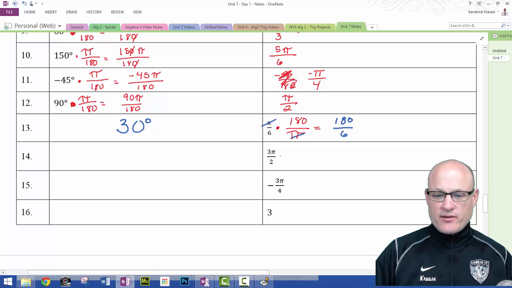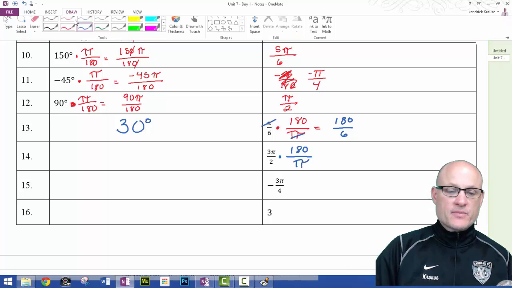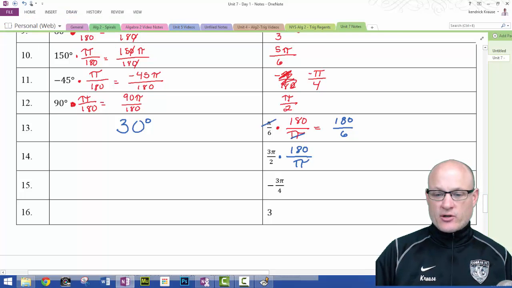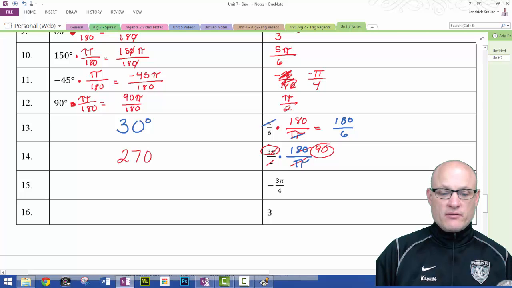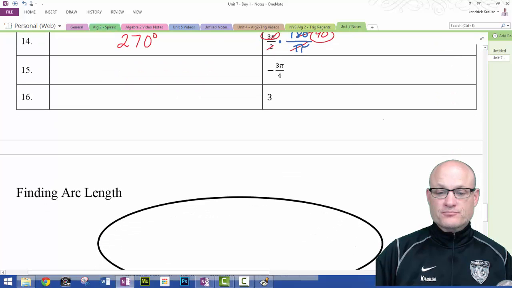If I take this one and I multiply by 180 over pi, the pi's are going to cancel. 2 goes into 180 90 times. So I end up with a 3 and a 90, or 270 degrees. That's one of those ones you're going to become really familiar with. And this, negative, no big deal.